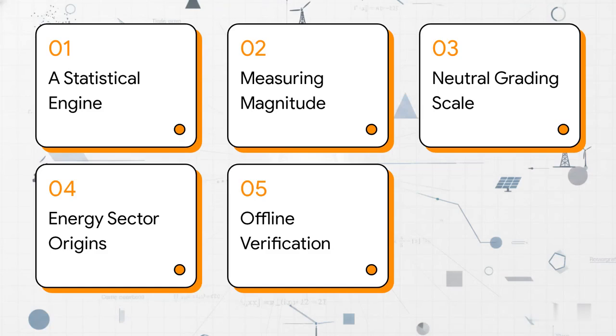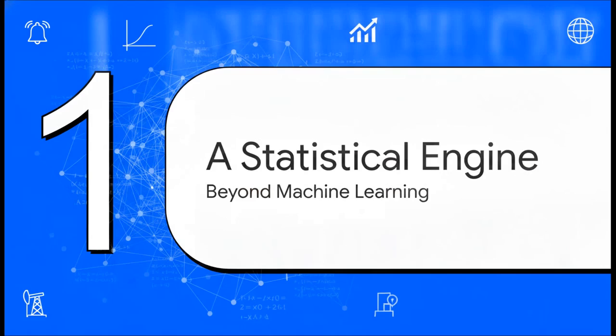We've got a very straightforward roadmap for today. We'll start by looking at the statistical engine itself, move into how we measure magnitude, unpack the neutral grading scale, trace the engine's origins in the energy sector, and finally wrap up with offline verification. All right, part one, a statistical engine that goes beyond machine learning.